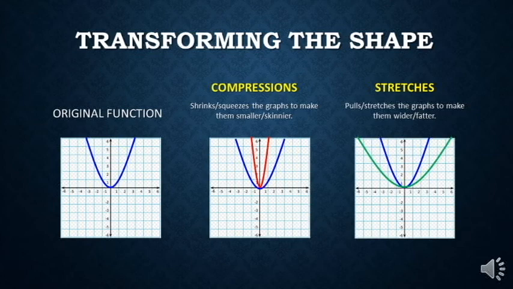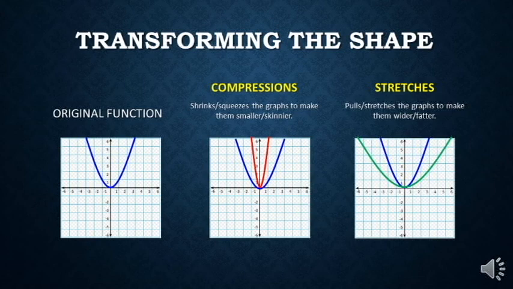Now we're going to talk about transforming the shape. Again, we have our original function, which is the blue curve. But what if we wanted to change what the function actually looks like? In the second picture, we started out with our blue curve, which looks kind of like a V. And we squeezed it together to make the red curve. Now, they look very similar, but we would say that the red is just a skinnier V. We call these compressions. Compressions shrink or squeeze the graph to make them smaller or skinnier.